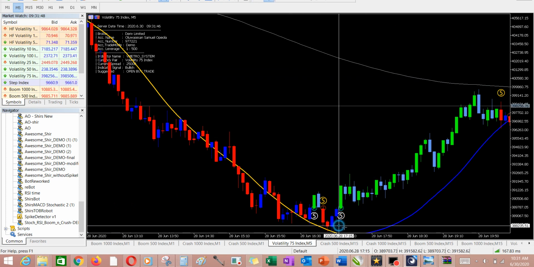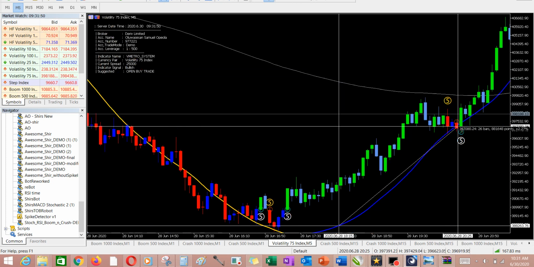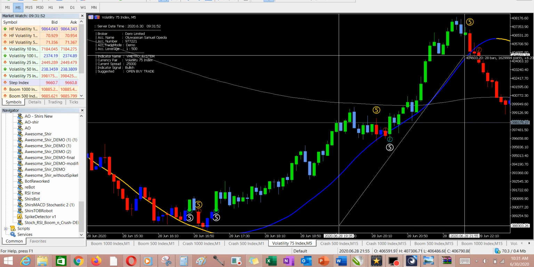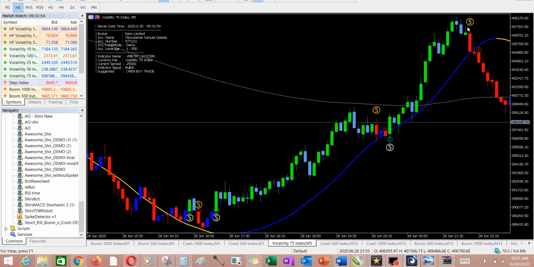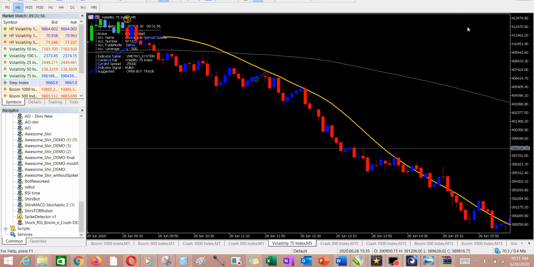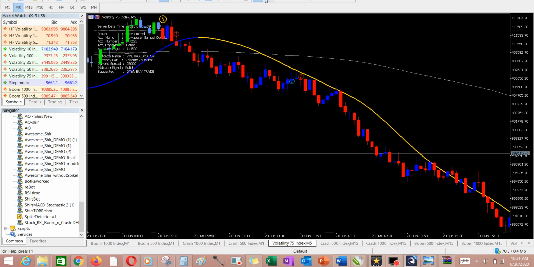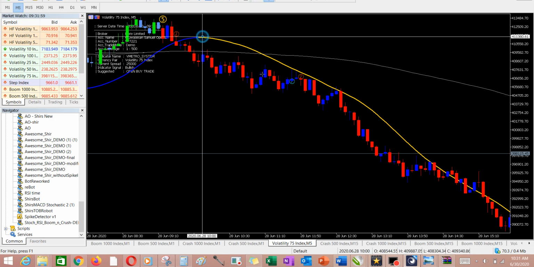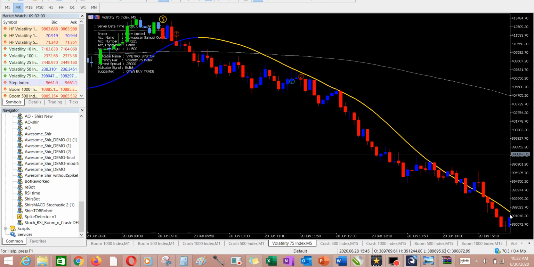You can see the uptrend going up to this level. So this is amazing. You can see the downtrend here too, going down to this level. So that is amazing. So how do we now use this indicator to trade?